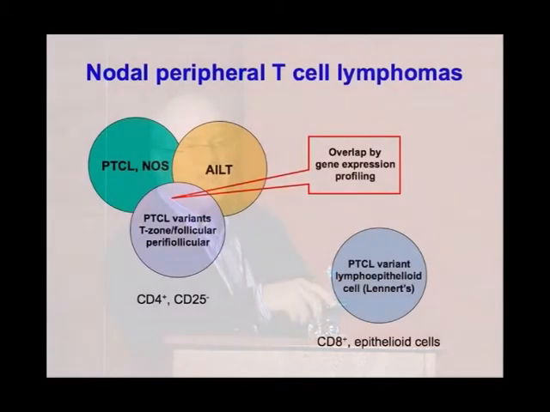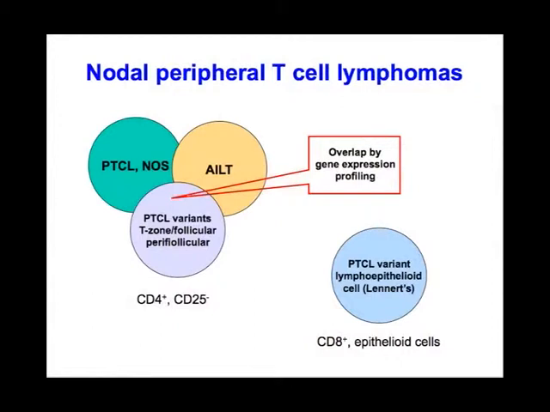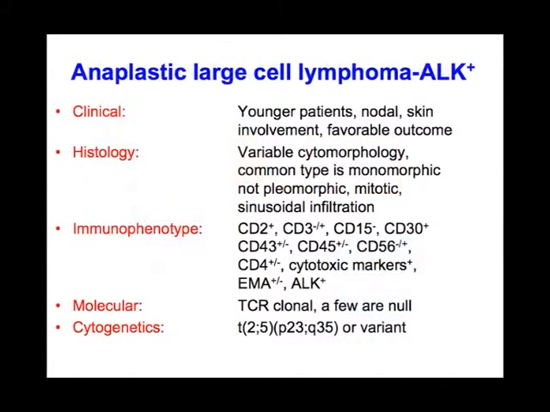What the gene expression data did that was very helpful is it allowed us to appreciate this overlap. So clearly there is an overlap in some cases that become very hard to diagnose, but at the level of gene expression, they are expressing genes that are characteristic of T follicular helper cells. We will sort this out in the next few years, I'm sure. All right.